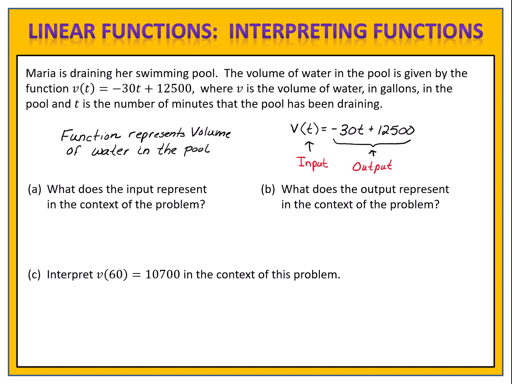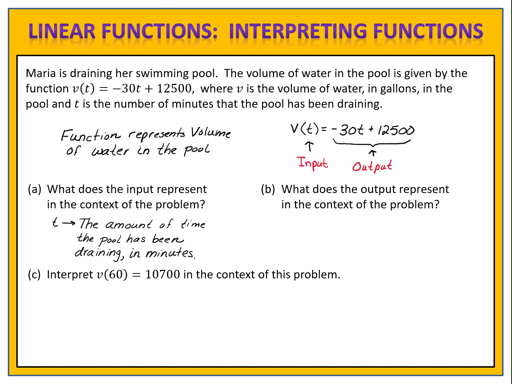The input is the variable t. T is the number of minutes that the pool has been draining. So when we describe what the input represents in the context of the problem, we have to say it's the amount of time the pool has been draining in minutes. This information is always given to you in the problem because they will define what the variables represent, and the variables are the inputs and the outputs.